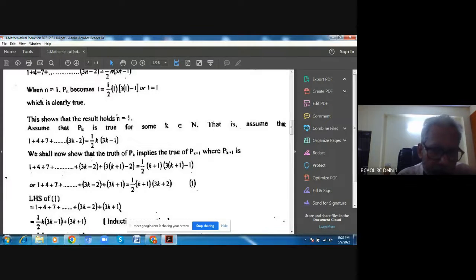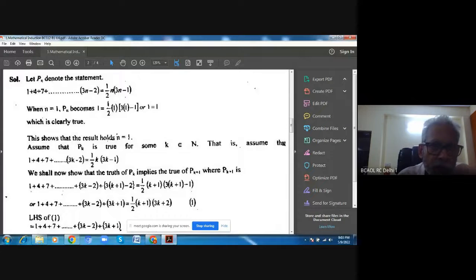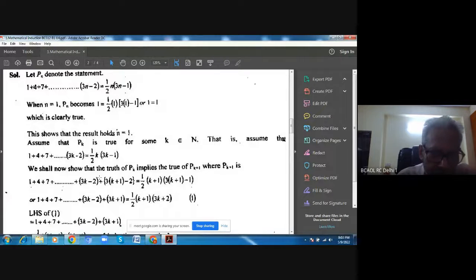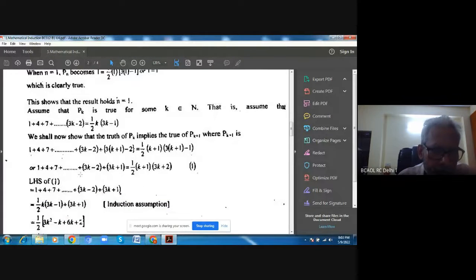Because in this case, what happened? We are up to this, here actually 1 by 2 k, 3k minus 1. Already this portion you can write straightaway on the left hand side. We can replace it here, straight 1 by 2 k, 3k minus 1, and 3k plus 1 is already there.